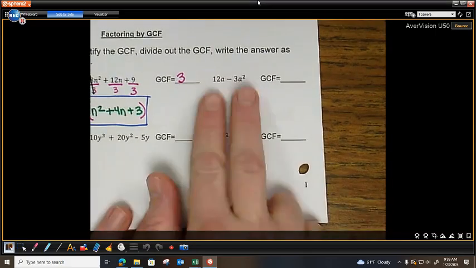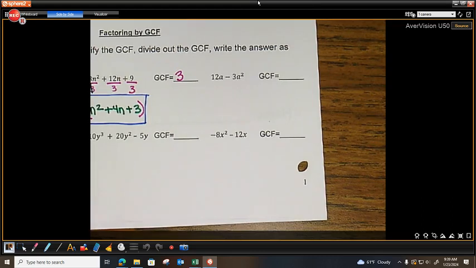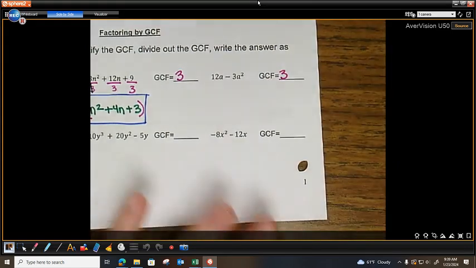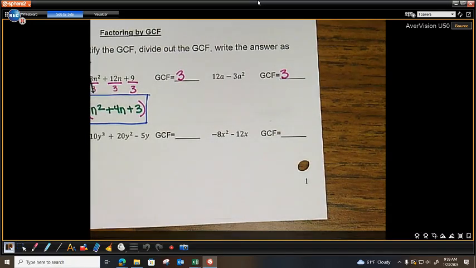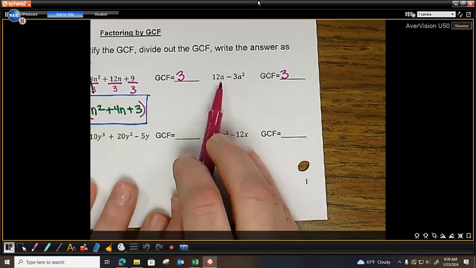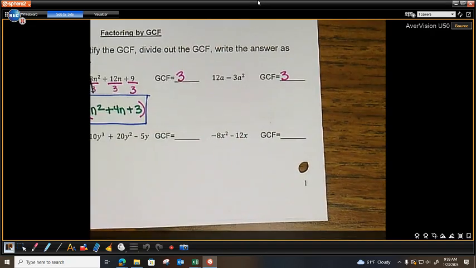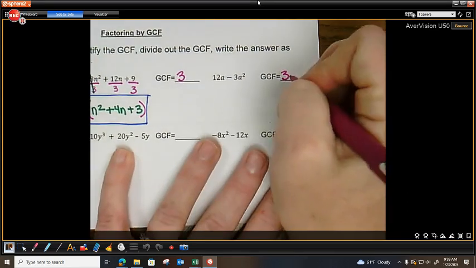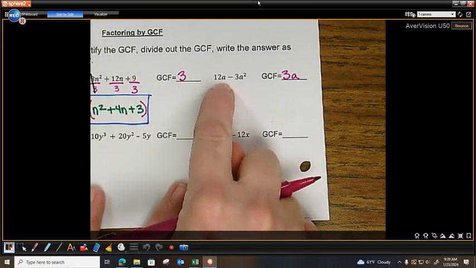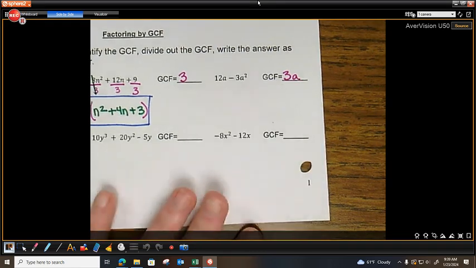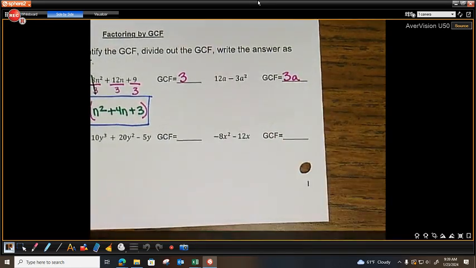Next one. I have 2 terms. Look at your numbers first. What are 12 and 3 both divisible by? 3. Good job. Do they both have an a? A squared. Do they both have an a squared? No, this one only has an a. It doesn't have an a squared. So what am I going to take out variable-wise? A squared or just a? Just a. Very good. You can't take out more than every term has. If this term doesn't have an a squared, you can't take out an a squared. Okay? So there's my GCF.